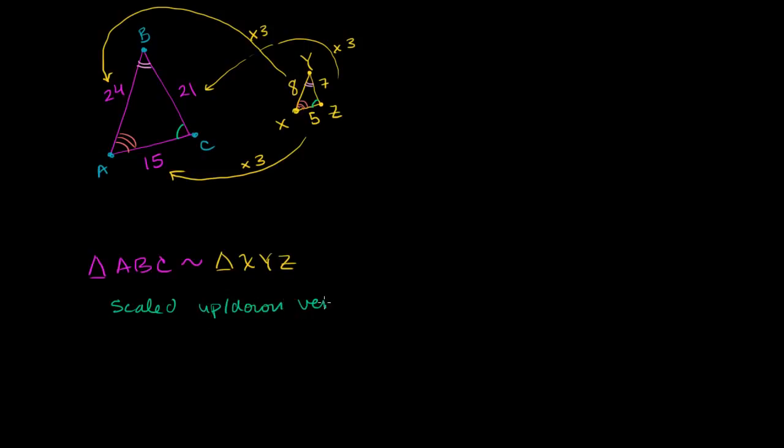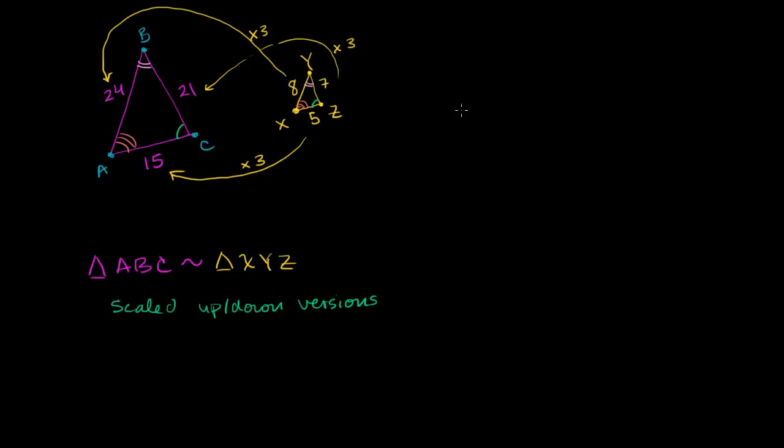When we talked about congruency, they had to be exactly the same. You could rotate it, you could shift it, you could flip it, but when you do all of those things, they would have to essentially be identical. With similarity, you can rotate it, you can shift it, you can flip it, and you can also scale it up and down in order for something to be similar.